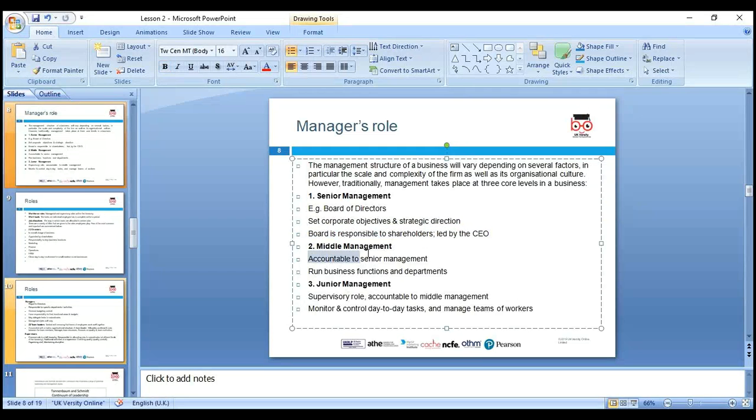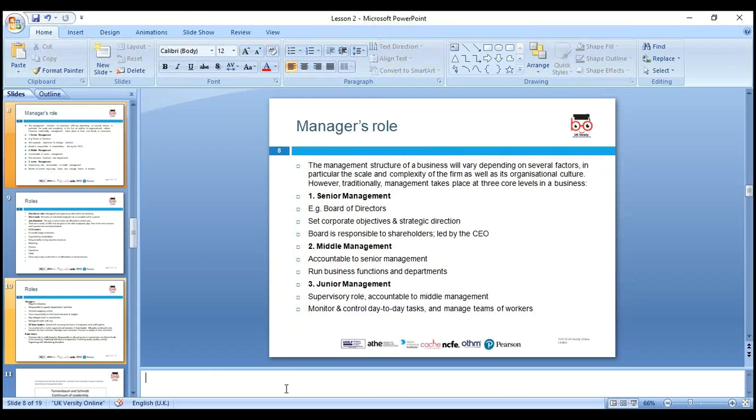Middle management is accountable to the senior management and runs business functions and departments. The junior managers have a supervisory role and are accountable to middle management. So there is a chain of command between each other.